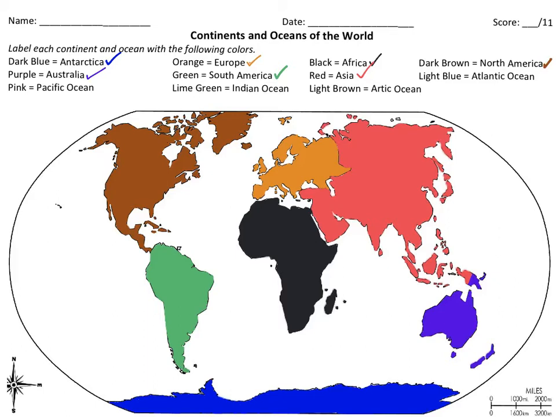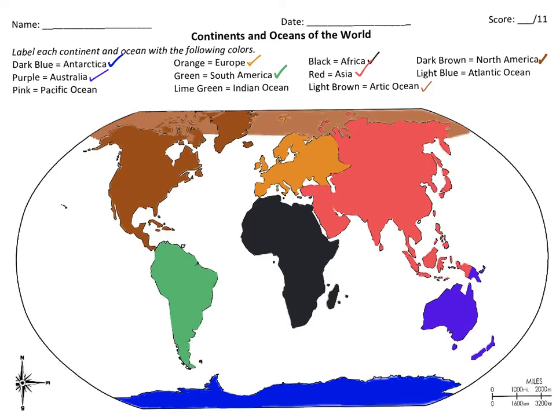Now, we're going to start with the Arctic Ocean because it is the smallest ocean. So, the Arctic Ocean is light brown, and it is all of this up here. So go ahead and color up here light brown. All right, now that we have the Arctic Ocean colored light brown, I checked it off.